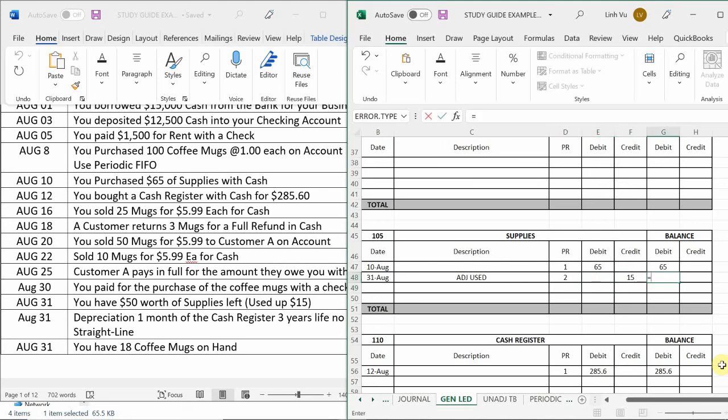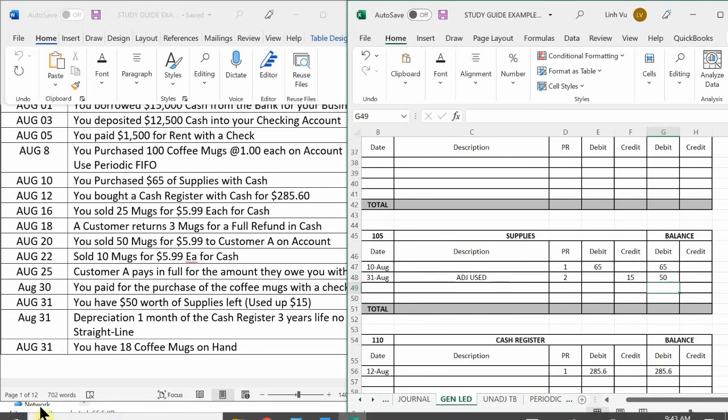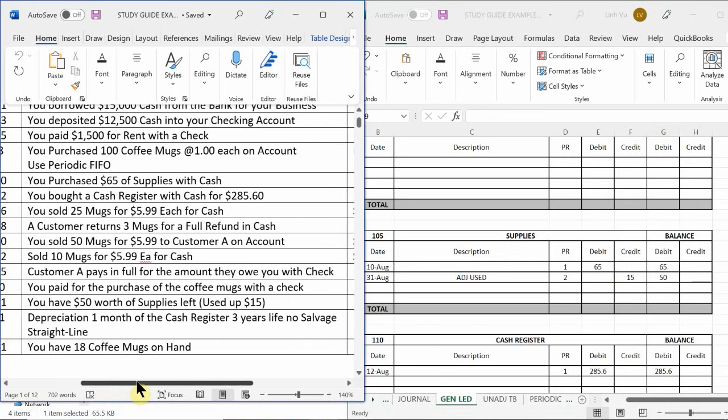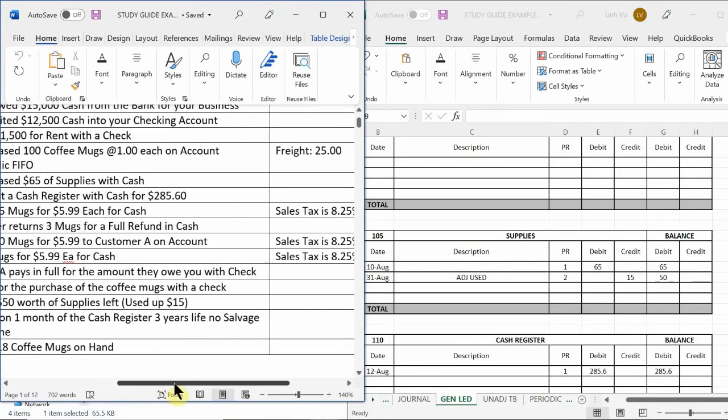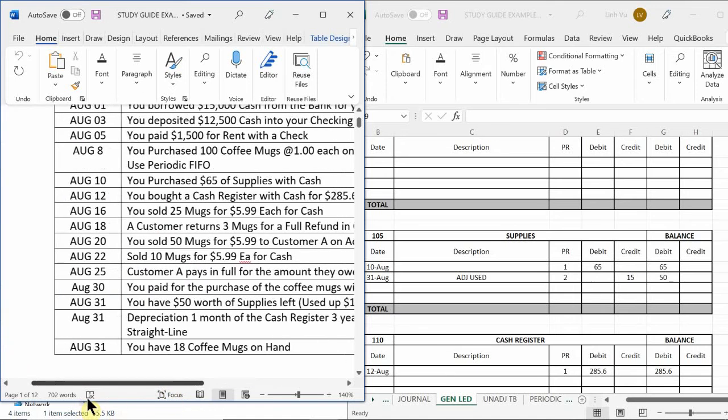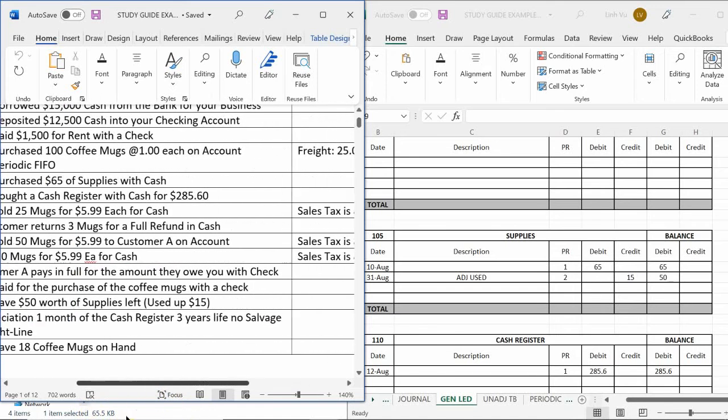So since we used $15, we should have $50 remaining left in our account, which is exactly what it says here, that we used 15 and we have $50 worth left of supplies. Okay. Now it says here on August 31st, we need to depreciate 1 month worth of the cash register. All right, so here are the things that you need to know. It has a life of 3 years, no salvage value, and use straight line. Okay.